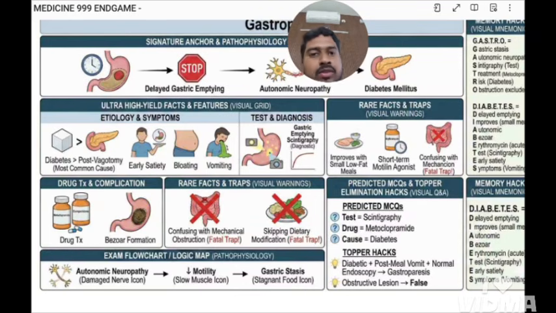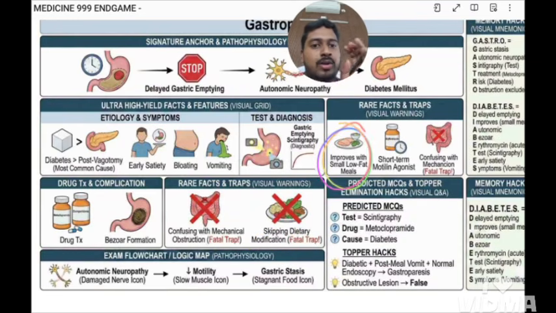So next, don't confuse gastroparesis with mechanical obstruction. Mechanical obstruction means there is some tumor or some foreign body which is not allowing peristalsis. What happens in gastroparesis? There is no peristalsis at all, but in mechanical obstruction there is peristalsis, and this peristalsis is not happening smoothly because of this obstruction. Next, skipping dietary modifications will also be given in an option, which is actually not the correct option because small volume low fat meals actually improve symptoms of gastroparesis.